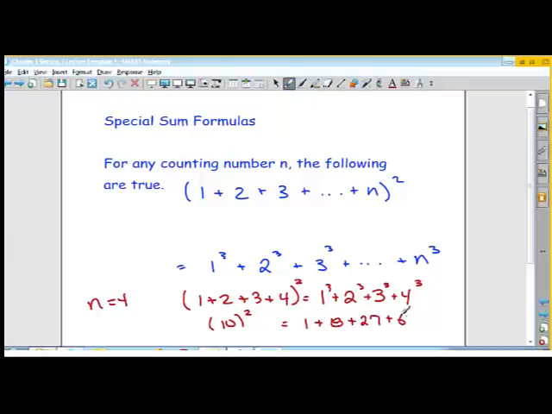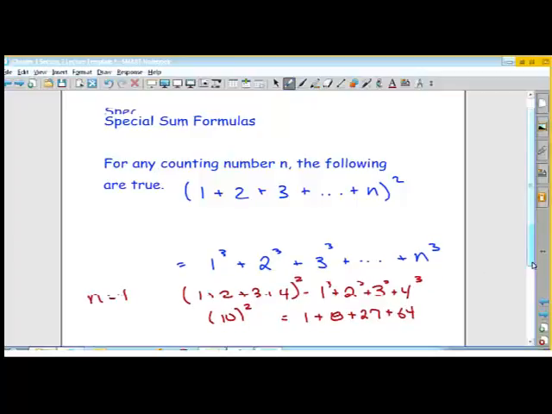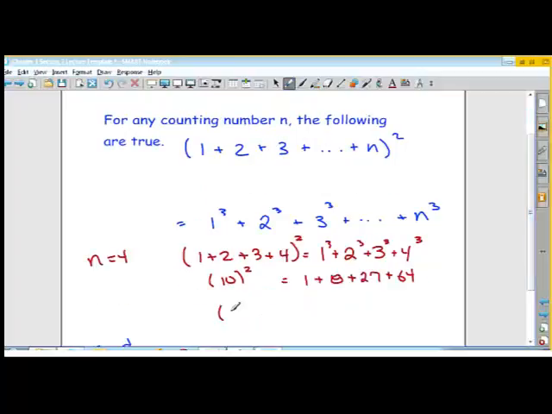and 4 cubed is 64. So 2 times 2 times 2 is 8, 3 times 3 times 3 is 27, 4 times 4 times 4 is 64, and we just try it out, see if it works or not. So you get 100 equals, well, 64 plus 27 plus 8 plus 1 equals 100, so that works. Check. So again, any number n.